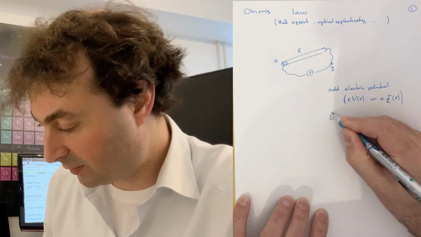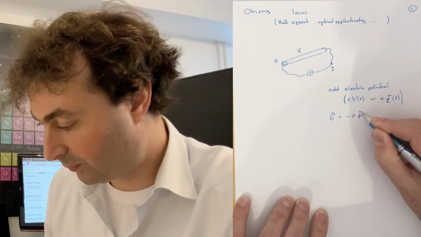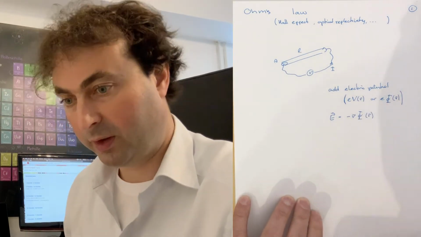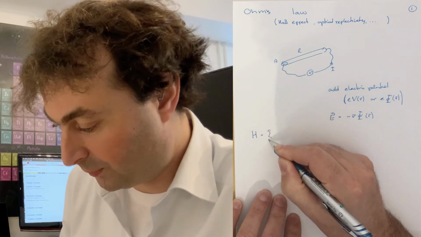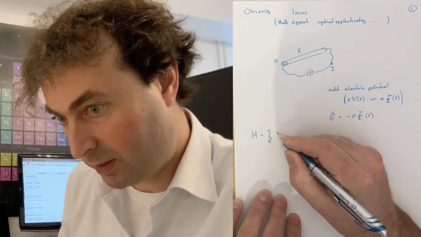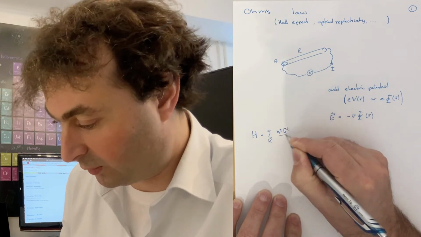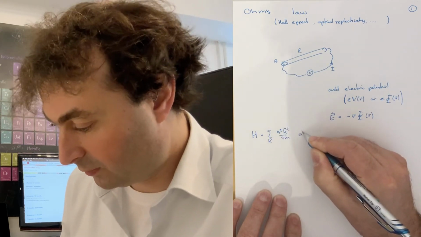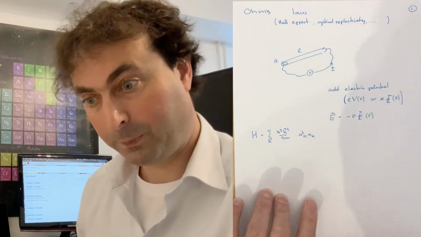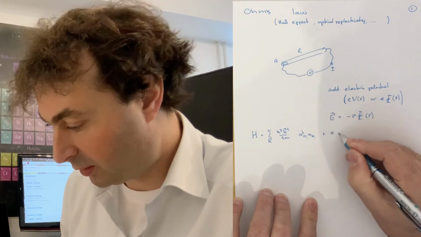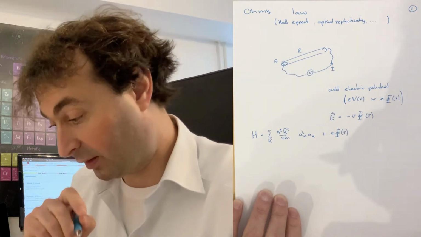And the electrical field that belongs to this potential is the gradient of phi. The Hamiltonian then becomes the kinetic energy that we have, h bar squared k squared over 2m times the number operator that counts how many electrons we have with that momentum, plus the interaction with the electric potential.